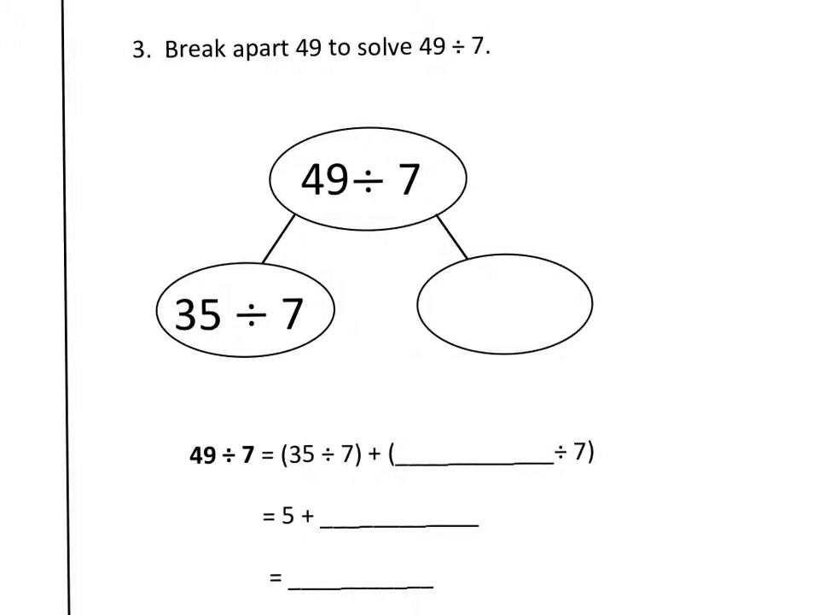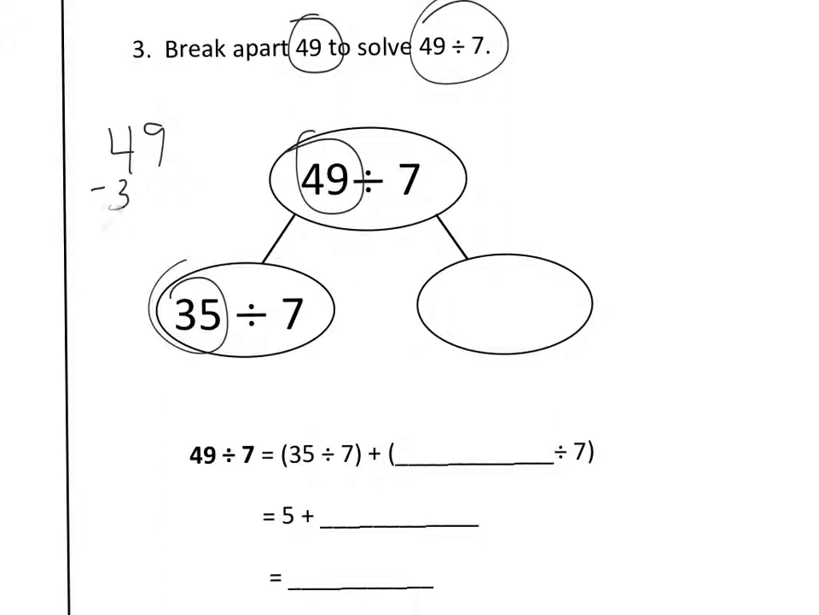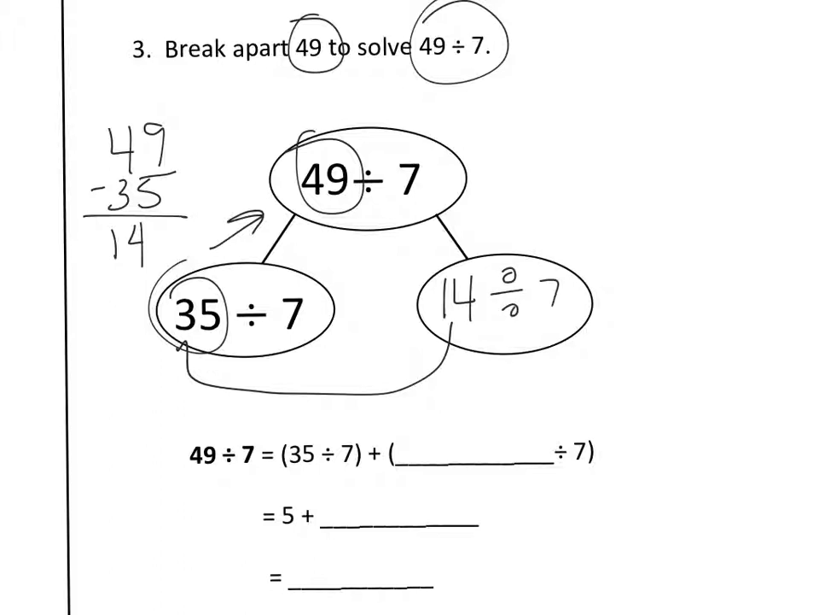And another one here. Let's break apart 49 to solve 49 divided by 7. Okay. So we're going to break this apart. We have 49 and 35. So we're going to go 49 minus 35. 14. So I have to put a 14 here because 14 and 35 equal 49. I also have to bring down the divided by 7 because everyone has their divided by 7. Okay, we have 49 and 35, so we need to put what there? 14.